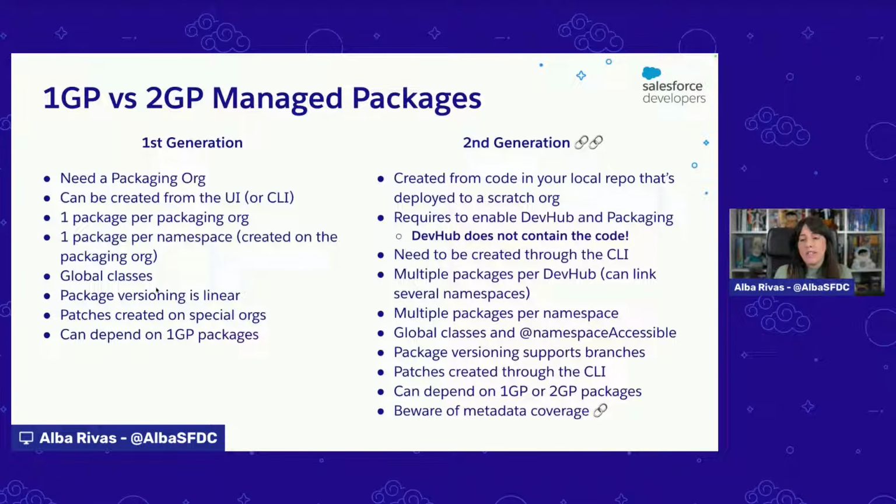Then package versioning is also different, because in first generation managed packages, it is linear. So you go from version 1 to version 2 to version 3, etc. And there is a way of creating patches, but it's a little bit limited. And if you decide to create a patch for a specific version, you need to use a special org called patch org. Whereas in second generation managed packages, the package versioning is much more flexible because it supports different branches.